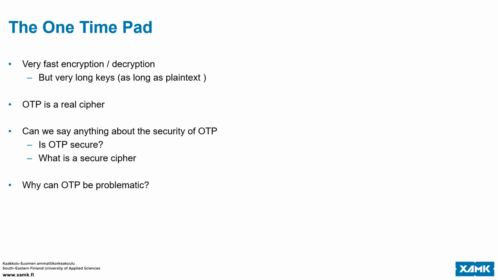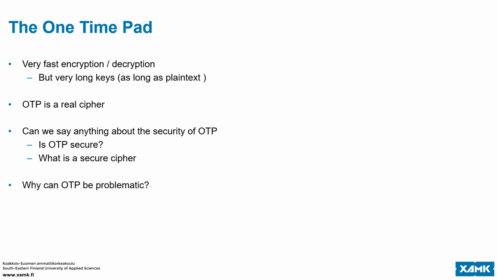So because the encryption and decryption algorithms are so simple, the one-time pad is actually very, very fast. The downside is that we require very long keys because we need to have as long a key as the length of the plain text message. The one-time pad is an actual real cipher, and many stream ciphers that we will talk about later actually are based on the ideas of the one-time pad.